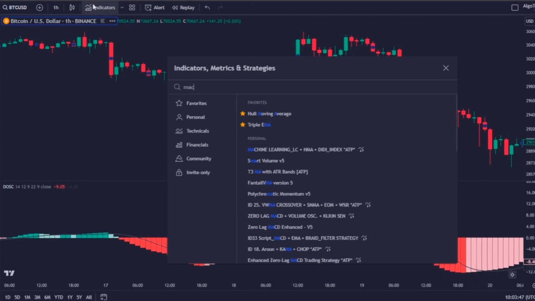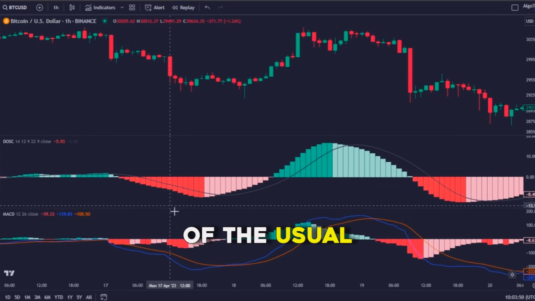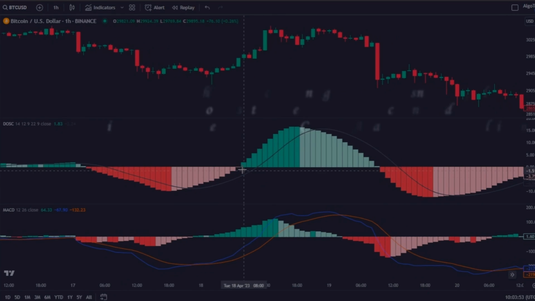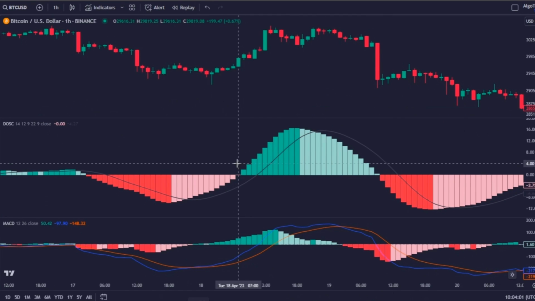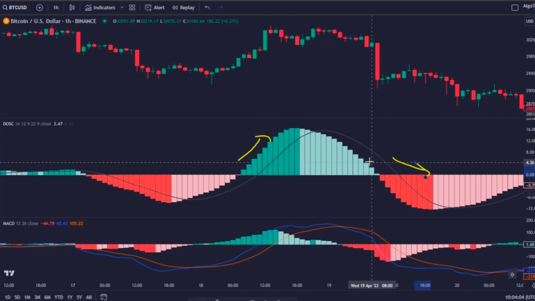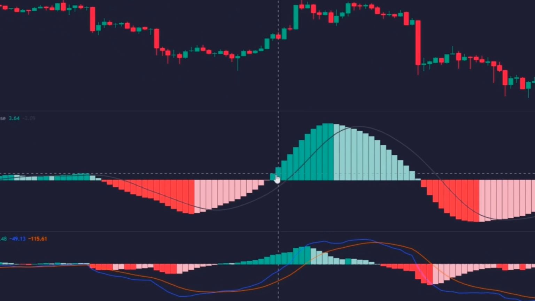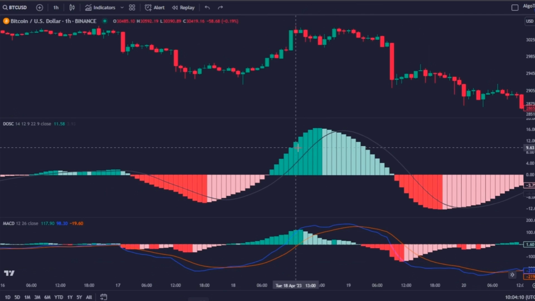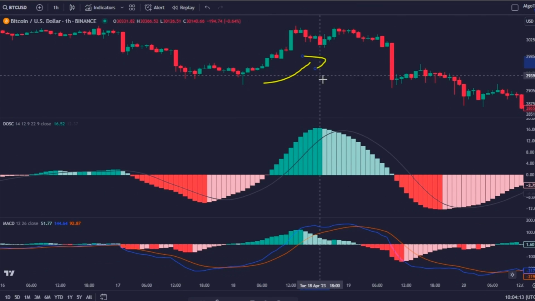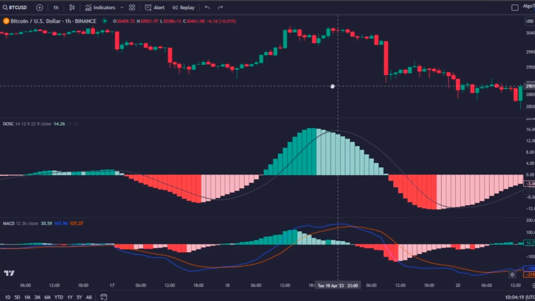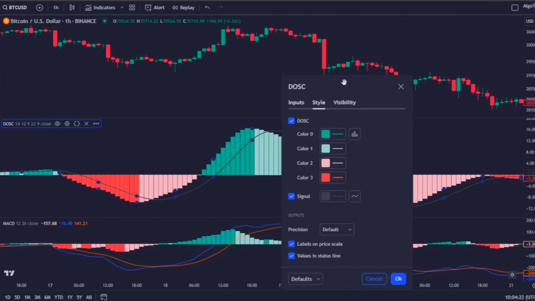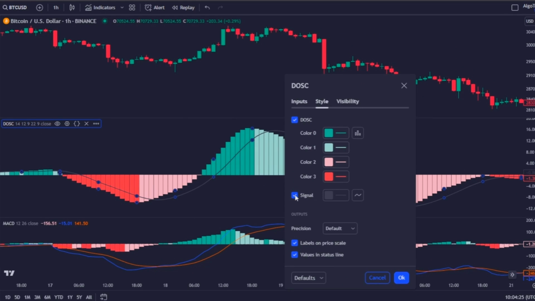As I told you, the Derivative Oscillator is a better and modified version of the usual MACD indicator. This oscillator generates signals based on the convergence and divergence of the MACD and signal lines, indicating whether the market momentum is increasing or decreasing. Similar to the MACD, it is formed by these histogram bars which reflect the momentum on the market. When the histograms are green, it means that the overall market's momentum is bullish, and when they are red, it means the momentum is bearish. Then this indicator is also formed by this line, which is the signal line, but that will not have any use for us in this video, and so I will uncheck it to clear my histogram.